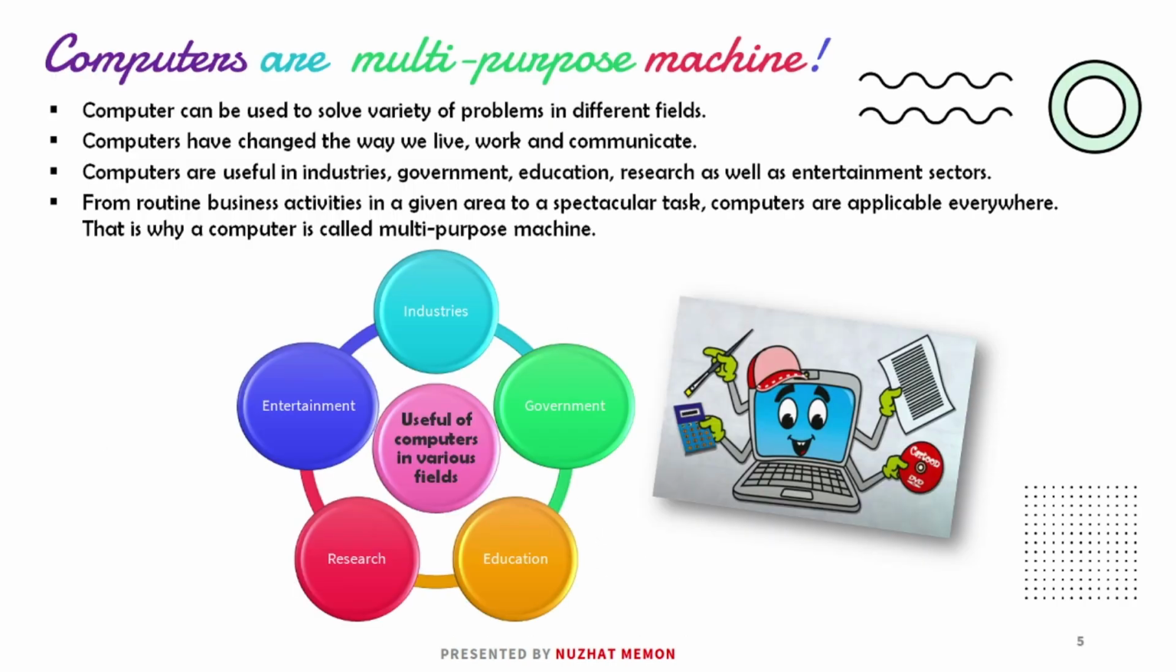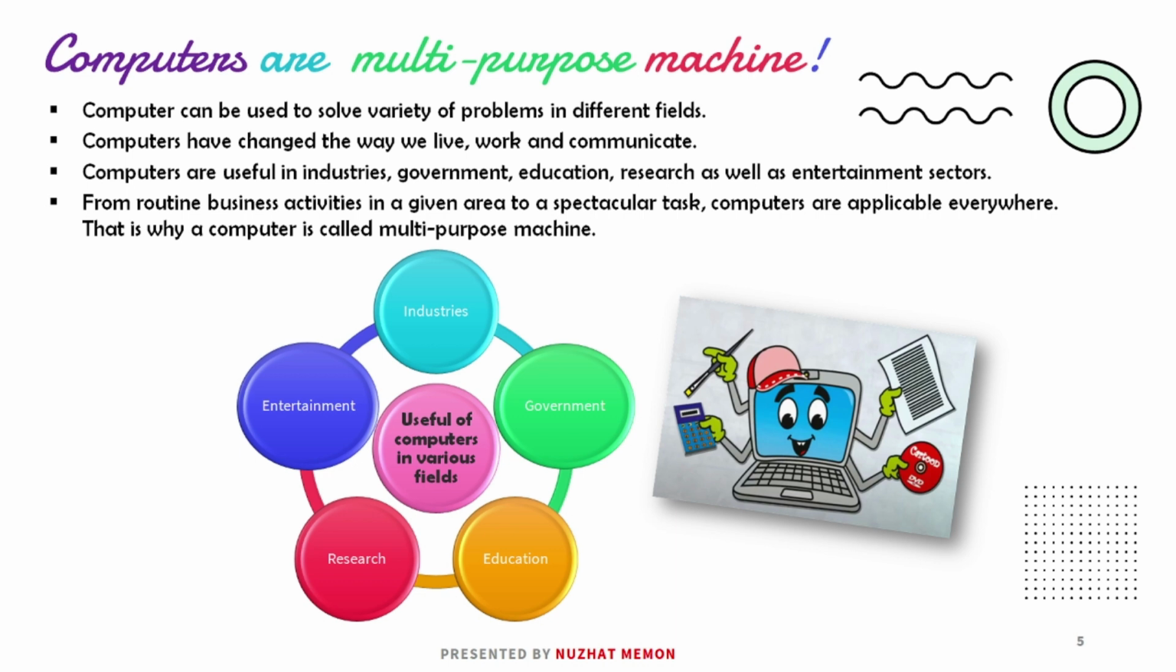Here, first thing you can see, computers are multi-purpose machines. Within the last few decades, the computer has been recognized as the most life-changing and successful invention, solving a variety of problems in human life in various fields. Computers have changed the way we live, work and communicate. Here you can see in the diagram, computer is useful in various sectors, whether it is industry, government, education, research, as well as entertainment. We can see the influence and application of computers everywhere.